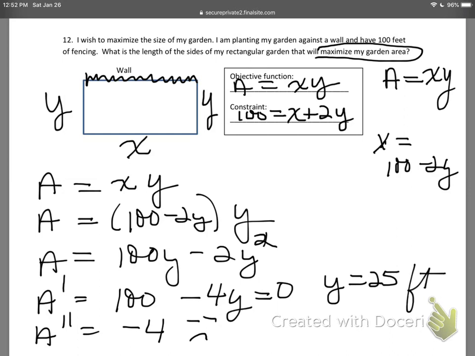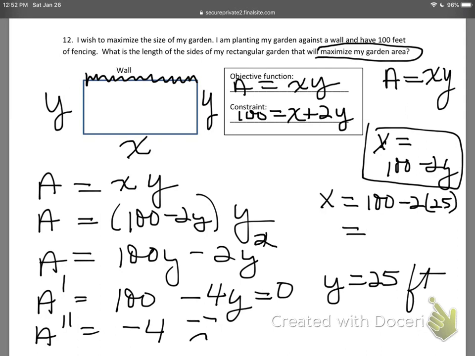Okay, so if y is 25 feet, then how do I figure out my x? Well, I see right here that x equals 100 minus 2y. So x will equal 100 minus 2 times 25, which is 50. So that's going to make x equal to 50 feet. Okay, so my dimensions are going to be 50 feet by 25 feet, and that's what they wanted.